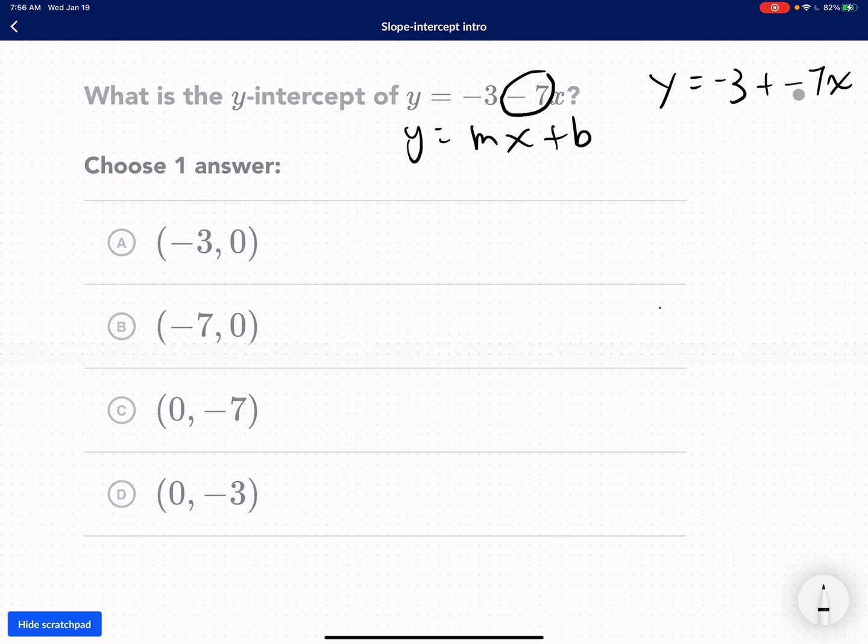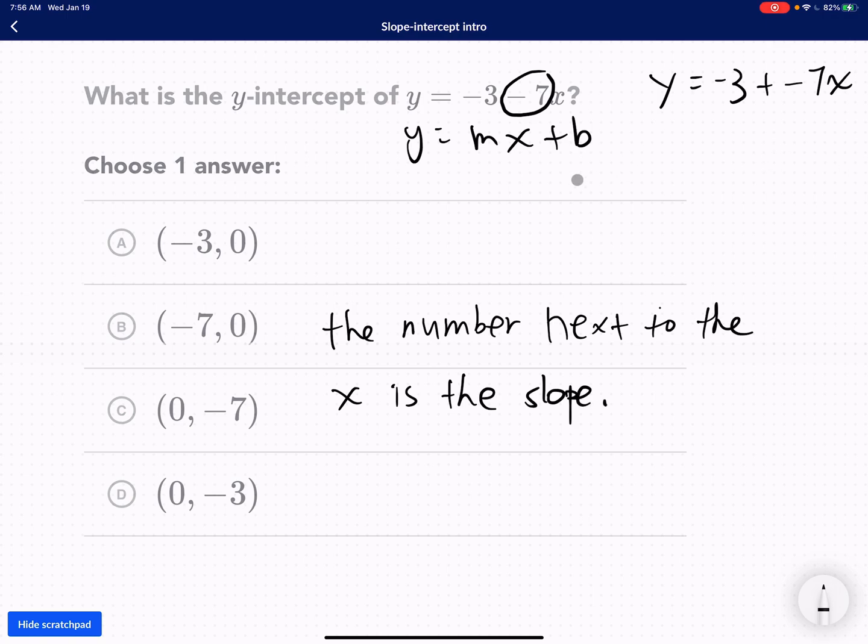So what's my m? The number next to the x is the slope, which is -7, right? Why? Because subtracting is the same thing as adding a negative. You see that? So the number next to the x is -7, so we're going to rewrite this as y equals -7x.